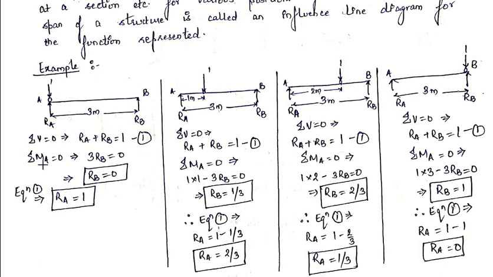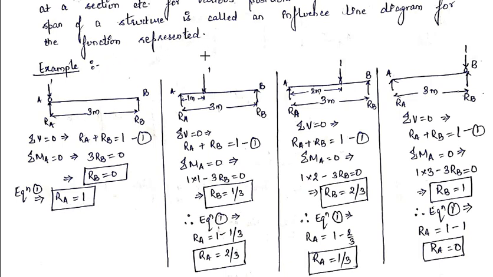Now summation of moment about A equal to 0. Here, this one load and this Ra are acting at support A, therefore their moment will be 0. The moment due to Rb will be Rb into 3, that is the perpendicular distance. This equals 0, so the value of Rb will come out to be 0. Now put the value of Rb in equation number 1, the value of Ra will come out to be 1.